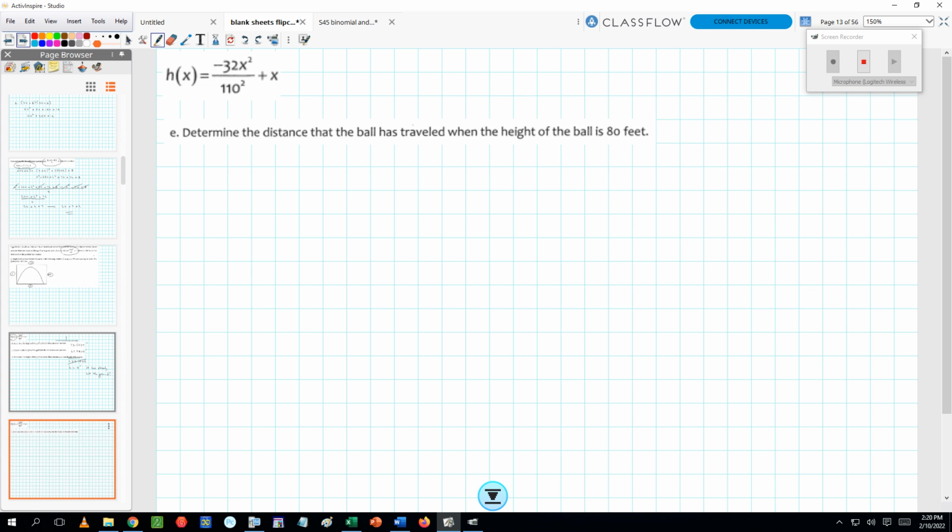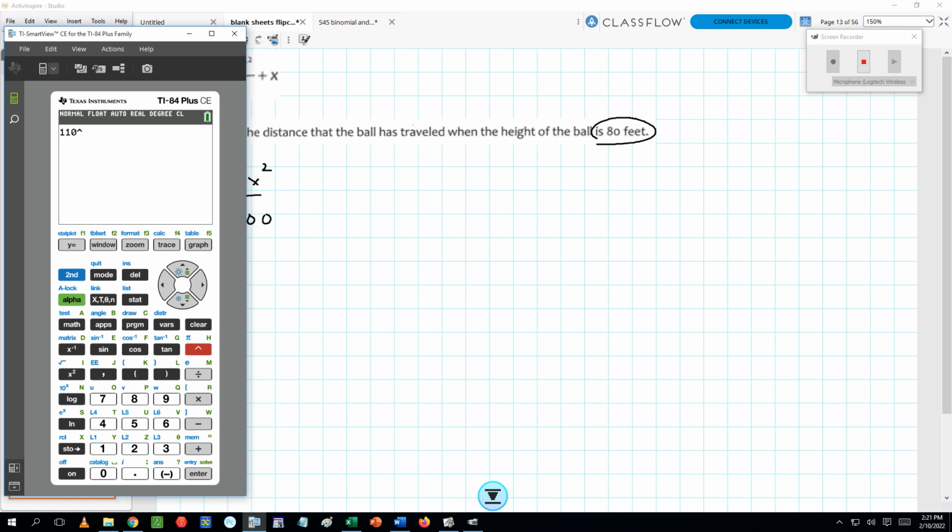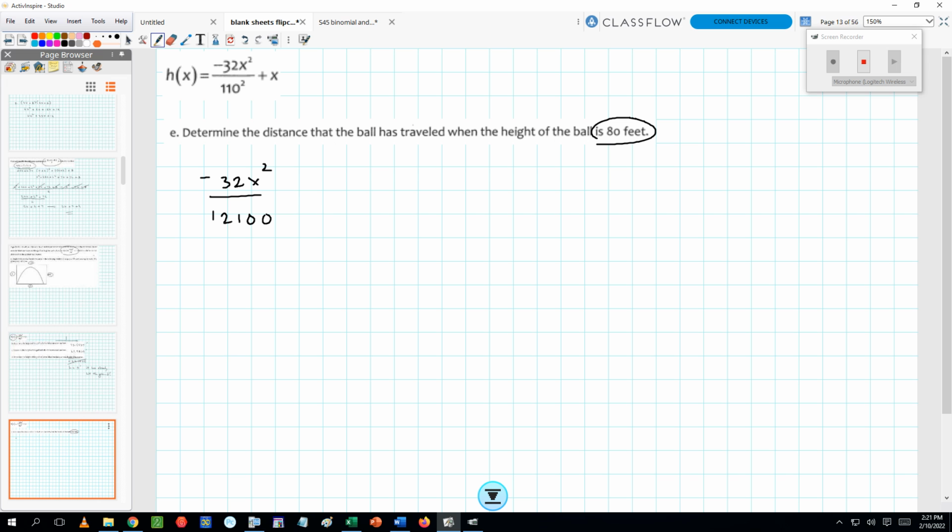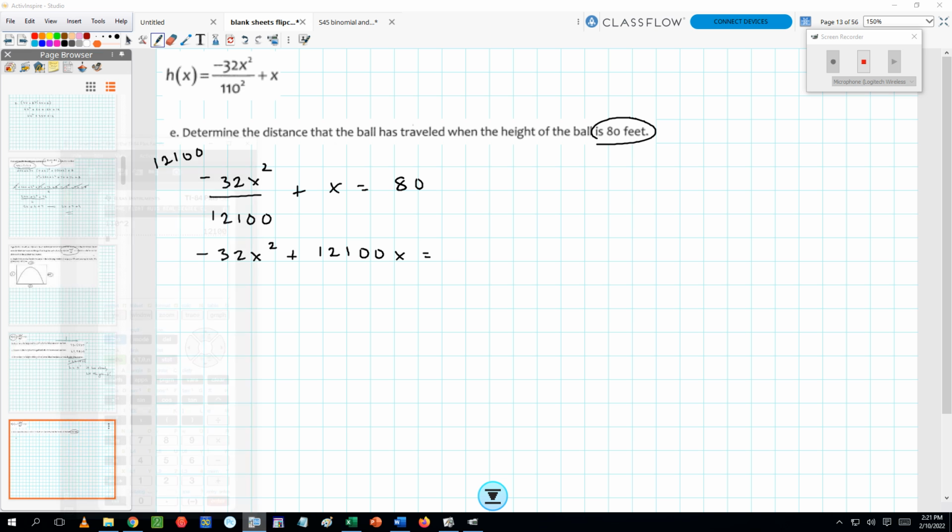Determine the distance that the golf ball has traveled when the height is 80 feet. This is going to be a real proper little equation here. So negative 32 over 110 squared, which is 12,100, plus x equals 80. All right, to solve this problem, I'm going to get rid of the fraction. I'm going to go through and multiply everything by 110 squared, and 80 times that.